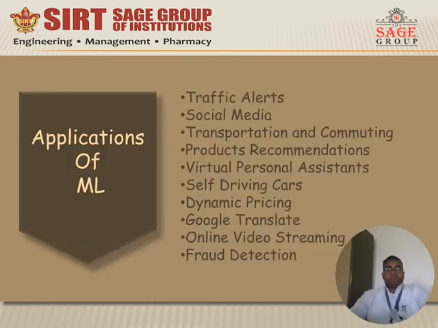Here we can discuss the various applications. I already discussed various applications within the steps. These are some of them: smart traffic alert systems, and social media, in which the post, image, or video to show is decided. According to the interest of the customer, the machine learning models will predict which image or video to show to the customer. Transportation and commuting, product recommendations.